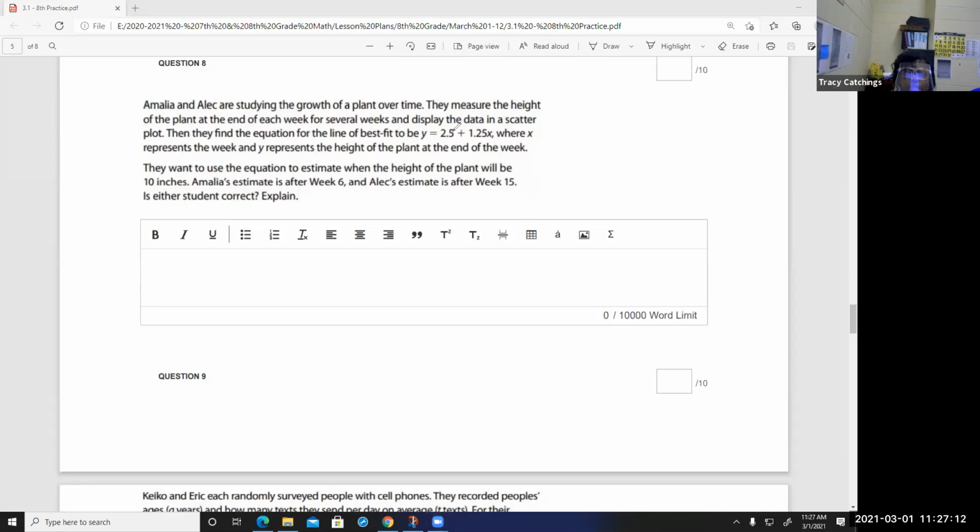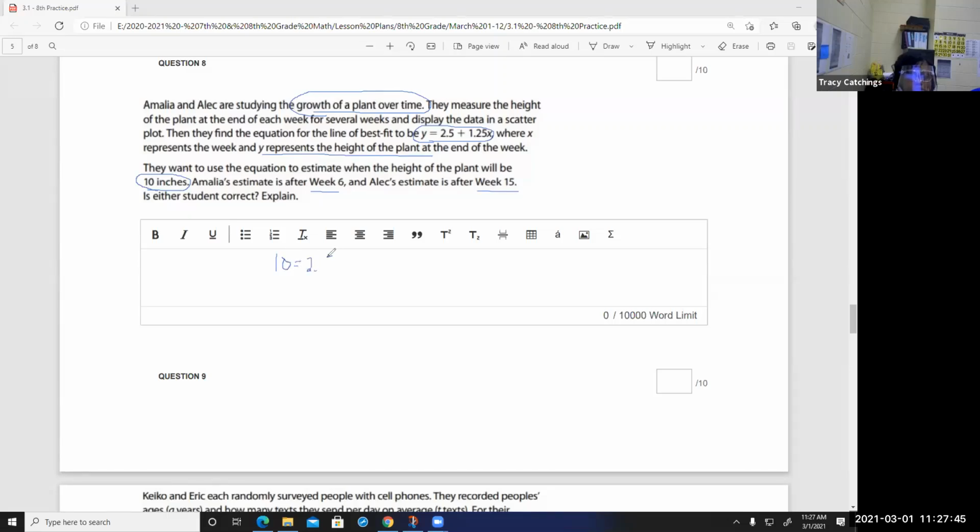All right, think about what they said. They gave us the equation. We're growing a plant. They want to know when the height of the plant would be 10 inches. Amelia said at week 6. Alex said about week 15. 10 inches, what would that turn into? Is it our x or our y? Good job. y. So y is going to be the height. So we're going to substitute that in the equation and see what we get.